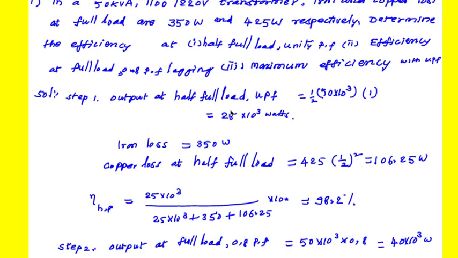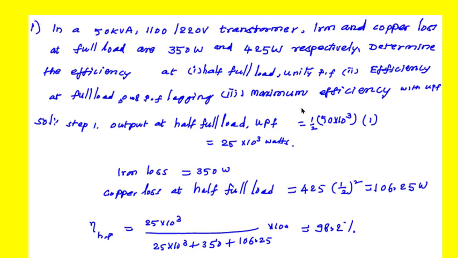The first step is find out what is the output at half full load. So we know what is full load. Full load is nothing but 50 kVA rating. So output at half full load unity power factor means half into VI cos phi. VI is nothing but 50 kVA, so we write 50 into 10 cube. Unity power factor means multiply with 1. Then we get 25 kilowatts as the output power at half full load.